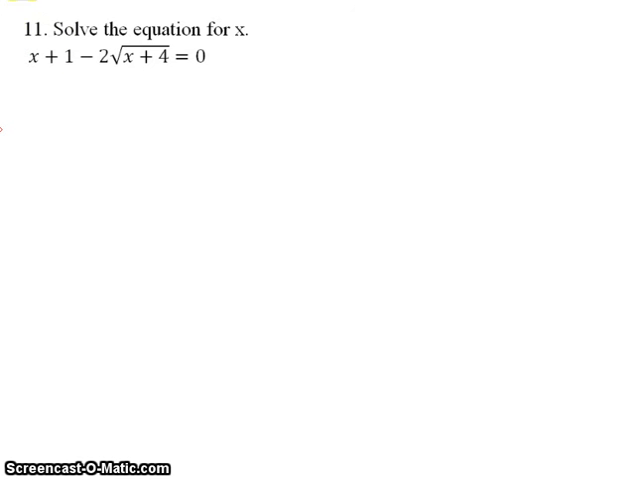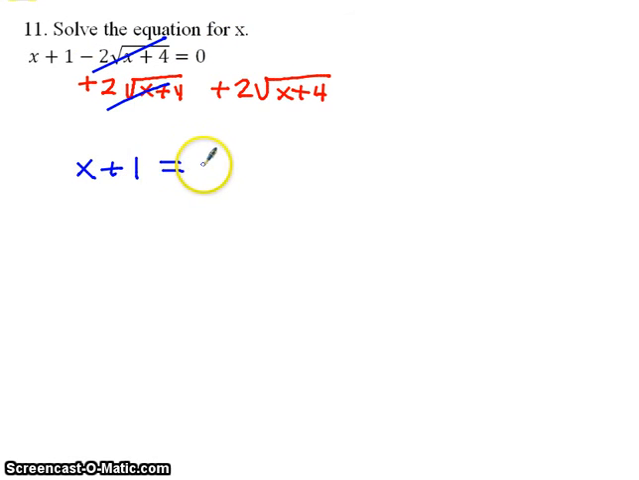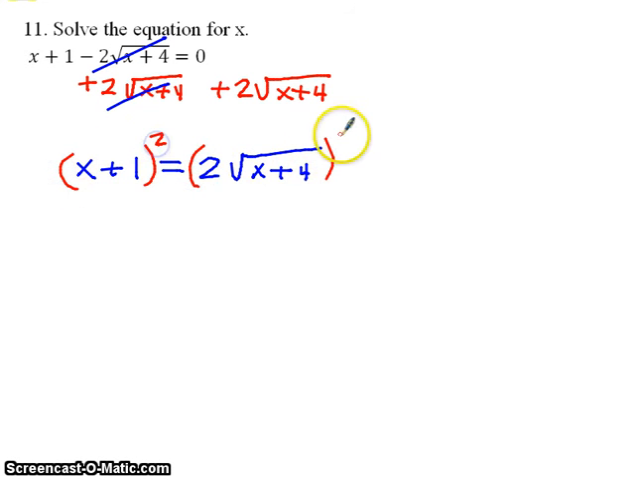We need to solve the equation for x. So what I want to do right now is pull the 2 root x plus 4 to the other side. That means we're going to end up crossing these two off, and we're going to have x plus 1 is equal to 2 root x plus 4. And we want to solve for x. So I'm looking to get to the x underneath the root right now, and so I'm going to raise both sides to the power of 2.